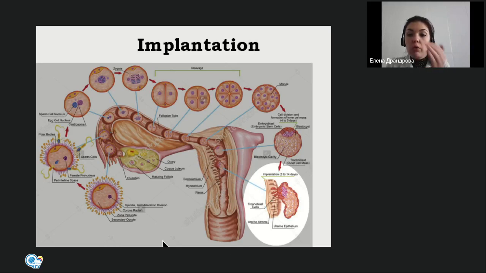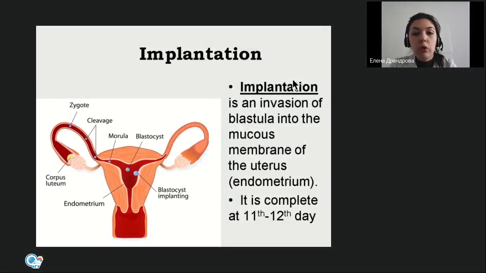It means cells of the blastula, cells of the new organism, should invade into the mucosa of the endometrium. So look, implantation is an invasion of the blastula into the mucous membrane of the uterus or endometrium. And usually it happens at the 11th or 12th day after the fertilization. So once again, I'm telling you, implantation is required to take the nutrients from the mother, from the uterus, from the blood, to prevent death of this new organism.